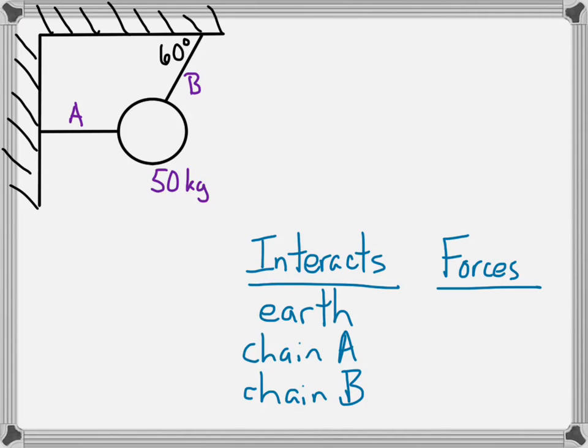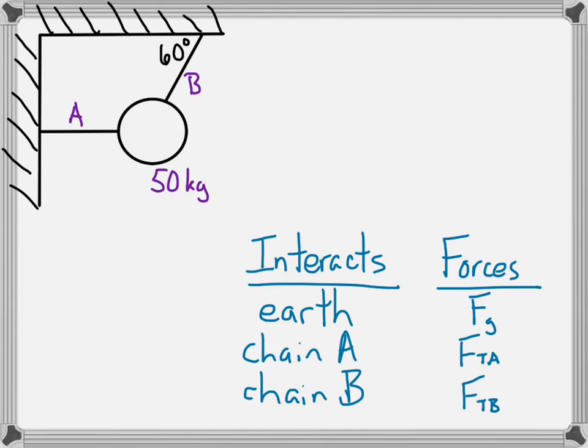So what sort of forces are we dealing with? Well, we're dealing with gravitational force when it comes to the interaction with Earth. Chain A is going to give it a tension force. So I'm going to label that as FTA, tension force from chain A. And then the other chain, its tension force is going to be FTB. These are the three forces, and only these three forces should go in my free body diagram.